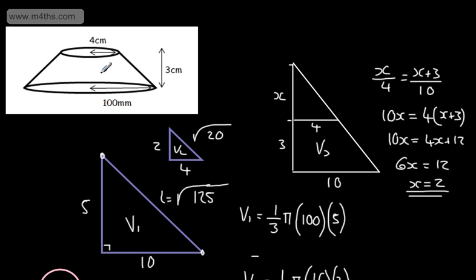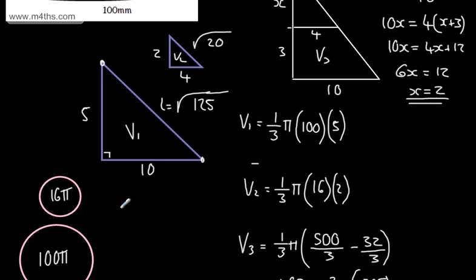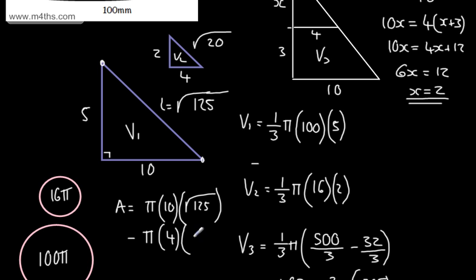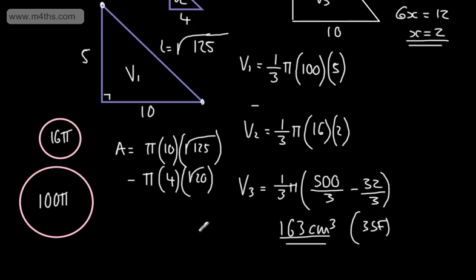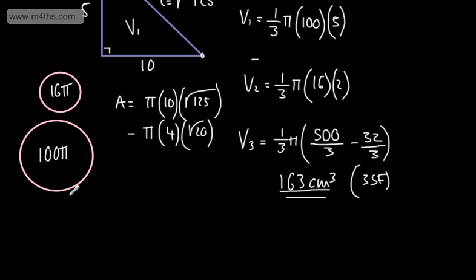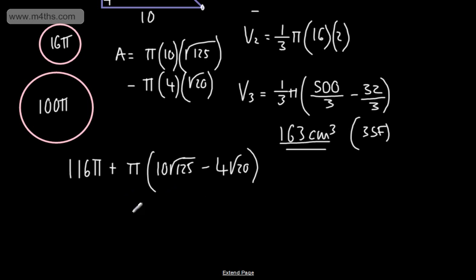So what I'm going to have is this particular curved surface area. I can say that the curved surface area, and I'm going to say that that will be A, is going to be the larger one, which is pi multiplied by the radius of 10, multiplied by the root of 125, and then I'm going to subtract from that pi multiplied by the radius of the smaller one, which is 4, multiplied by the root of 20. So in a calculator, what I'm going to have is the following: 116 pi plus pi, and we're going to have on here 10 lots of the root of 125 minus 4 lots of the root of 20. Quite a lot of work to do, and you could simplify and factor that if you wished.